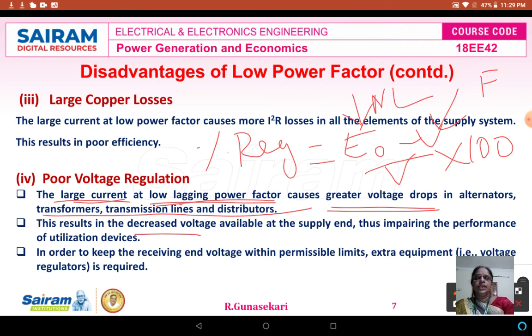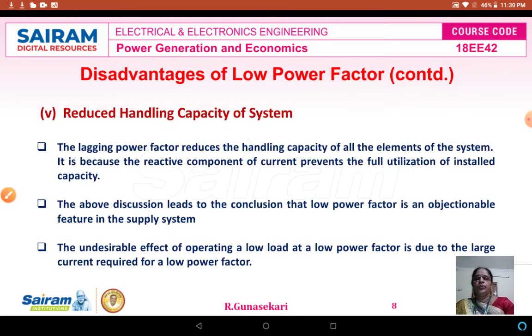So the voltage decreases at the supply end, impairing the performance of the utilization device. Therefore, to keep the receiving end voltage within the permissible limit, extra equipment is required. That means you have to boost the voltage. We use a voltage regulator to regulate the voltage at the receiving end due to the voltage drop. The voltage drop occurs due to low power factor only. So this is another disadvantage.